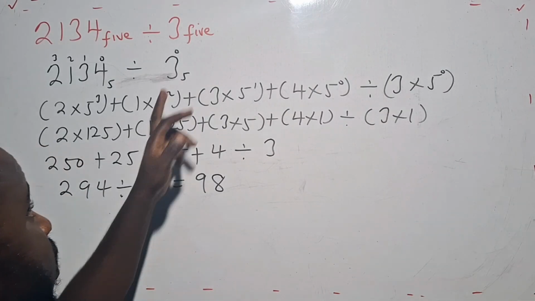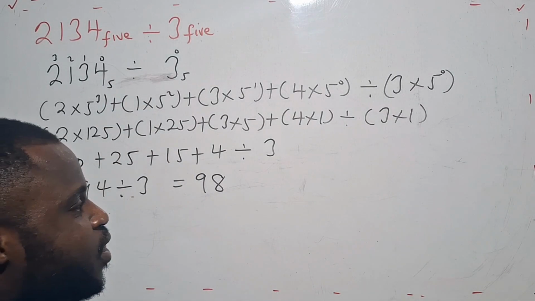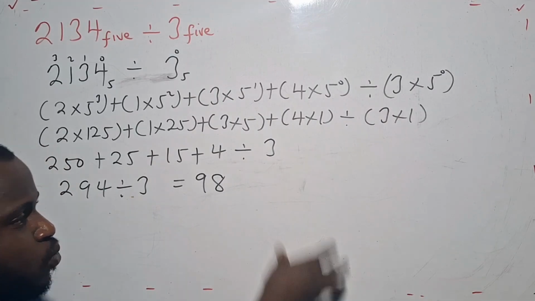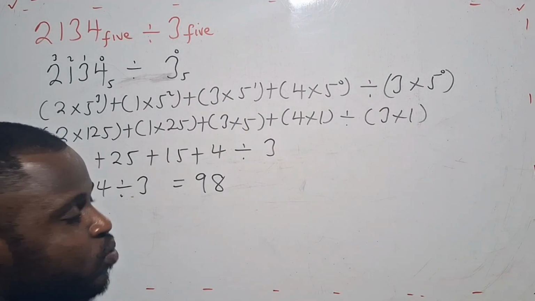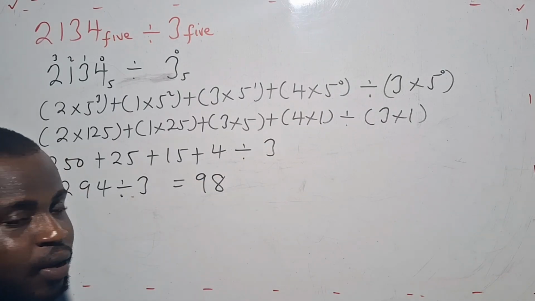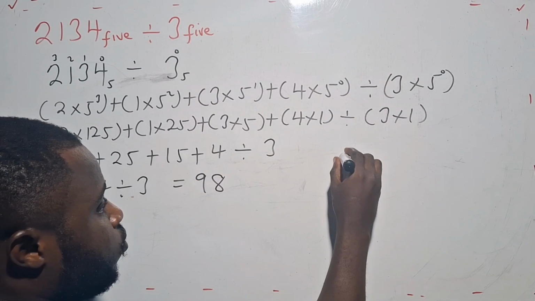Since we are working in base 5 and we've gotten 9, it is even bigger than the base. So what we have to do is use the table of successive repetition method to divide this number to base 5. So this is what we are going to do.